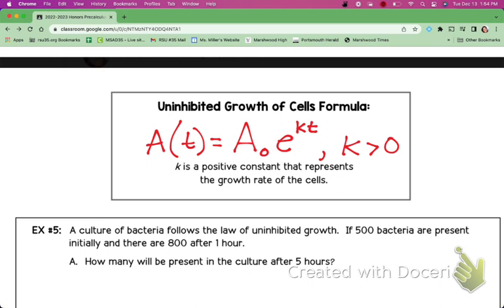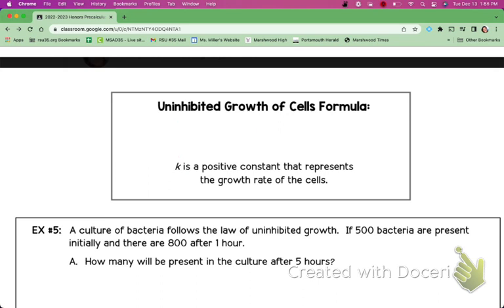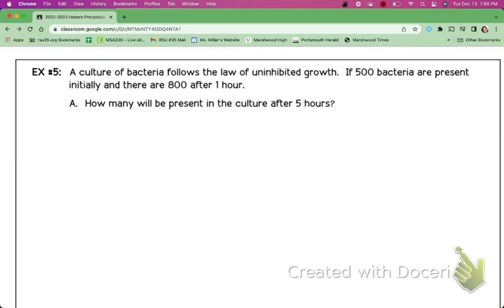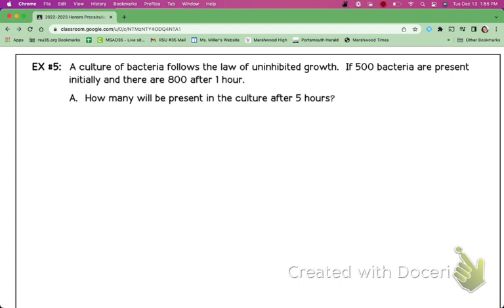So K represents the growth rate of your cells, and it must be positive. For example, 5 says a culture of bacteria follows the law of uninhibited growth. So that means I need to use that formula. If 500 bacteria are present initially, and there are 800 after 1 hour, how many would be present in the culture after 5 hours? First and foremost, let's figure out what our formula would be.